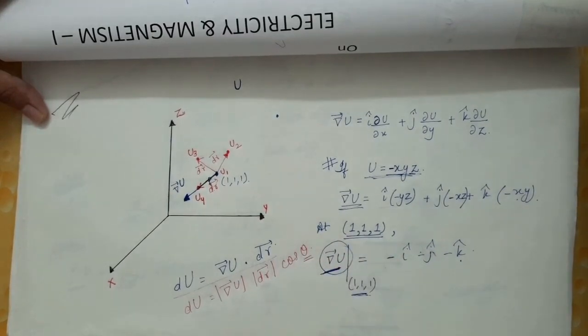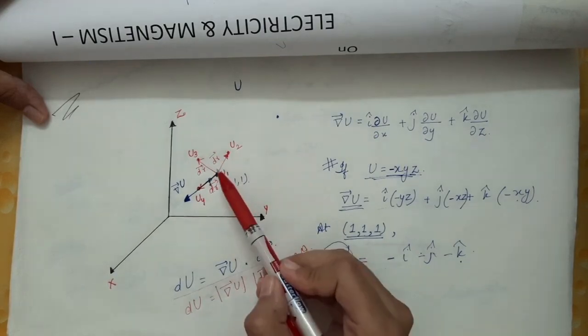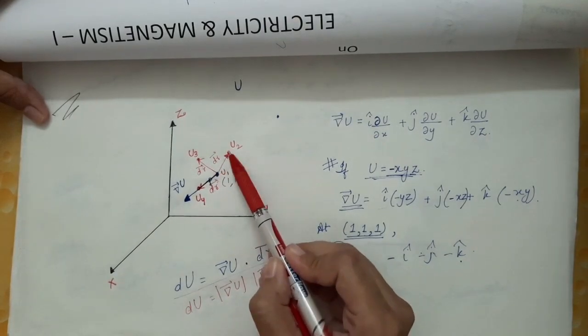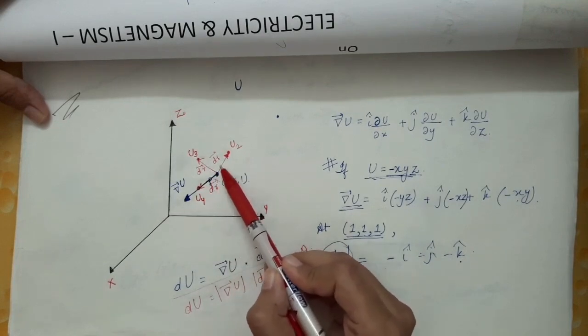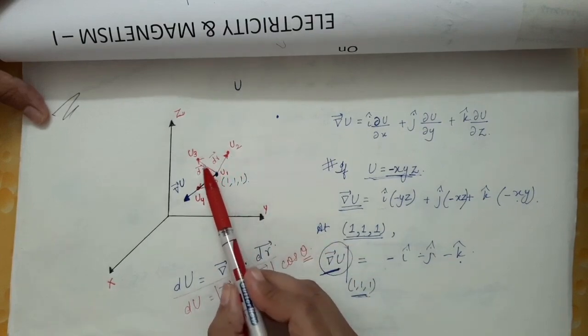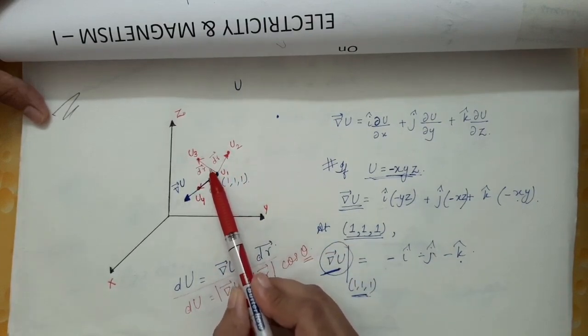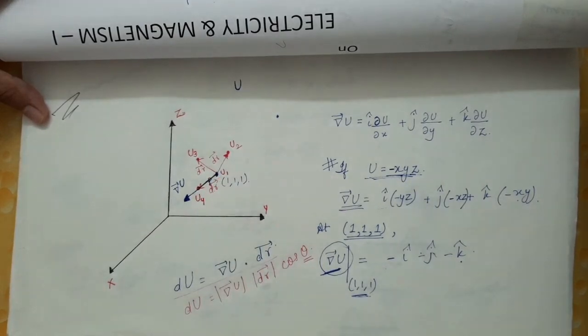Now this theta is the angle between the gradient of u and the dr vector. This is the dr vector in the first case, and the gradient is pointing in this direction. The direction of the gradient is fixed at a particular point. So this will be the angle between the gradient of u and the dr vector. When you are moving in this direction, the angle will decrease, and when you are moving along the gradient, the angle will be equal to 0.